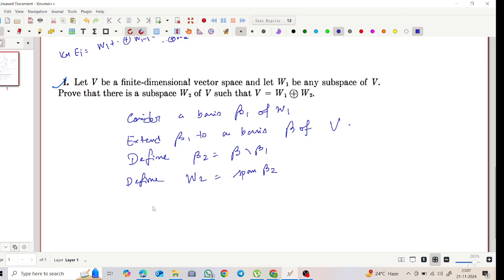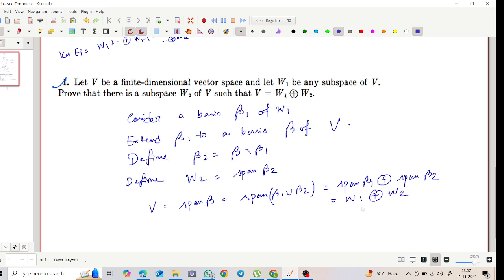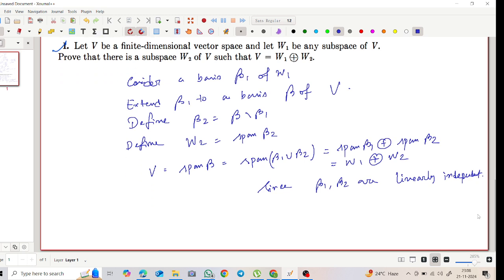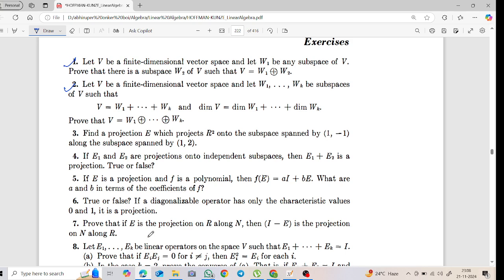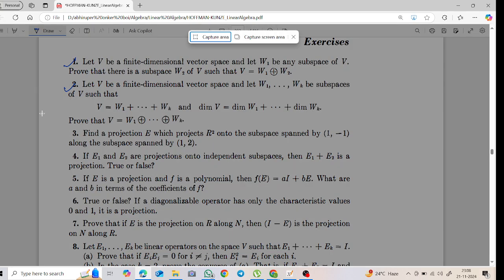Then you can see that V is the span of beta, that is the span of beta 1 union beta 2, that is span beta 1 direct sum span beta 2, since beta 1 and beta 2 are linearly independent. What about this 2?